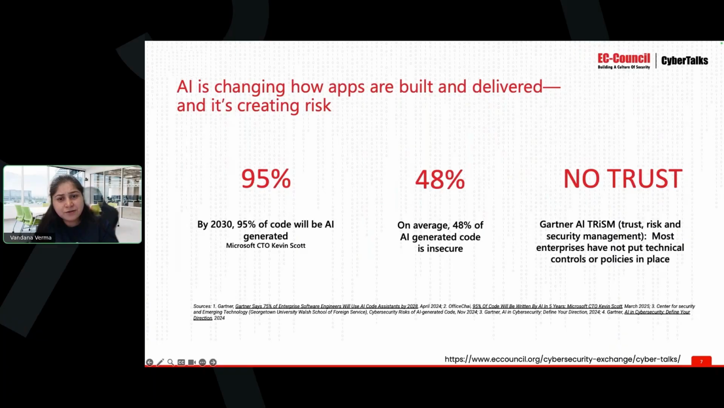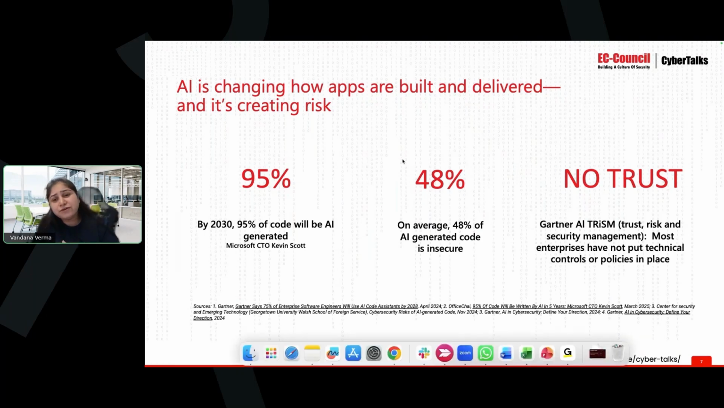Now if you see what Gartner has written, 48% of AI-generated code contains security vulnerabilities. That's the research which is done. And by the time we hit 2030, how much code will we see which has security issues? Maybe less, maybe more. And yet, most enterprises have no trust control policies or technical guardrails in place which govern this AI-driven development. So what shall we do?